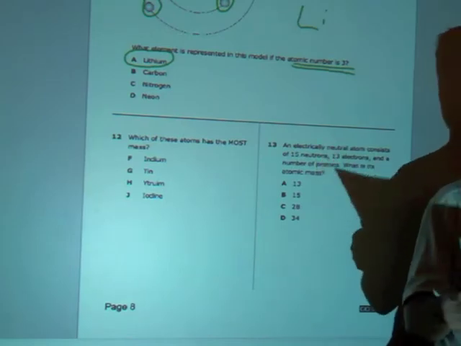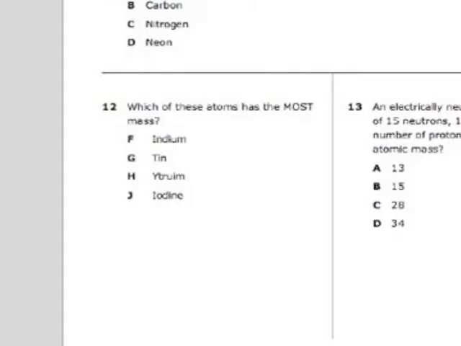Y'all good? Okay, number 12. Which of these atoms has the most mass? So we had to find these in our periodic table. Okay, letter F is indium, and I'm going to have to find that. It's 114.8. Hey, is deuterium, is that last name? I'm sorry? Is that some scientist? I'm not sure on that one.